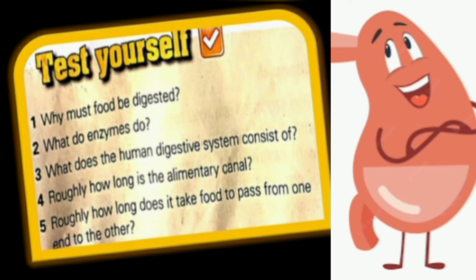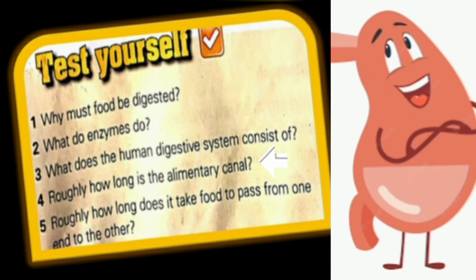Okay, now we will have a test yourself session. Our first question is, why must food be digested? Our answer will be to absorb small food molecules and pass them into the bloodstream. Next question is, what do enzymes do? Yes, we know that enzymes help to break down the larger food molecules and speed up the process of digestion.